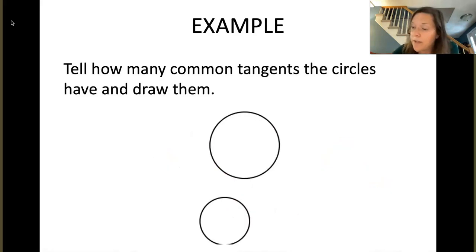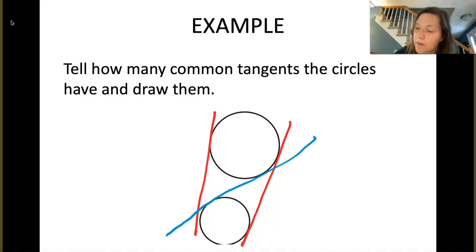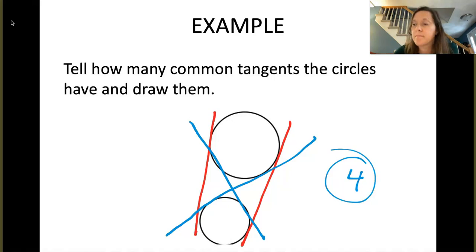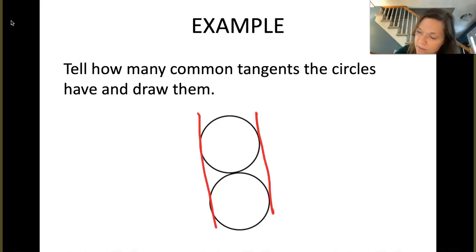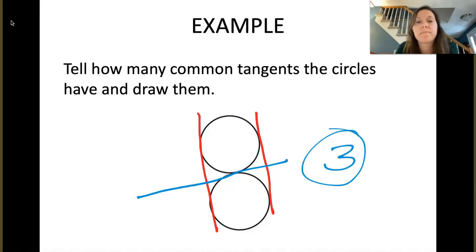For this one, we have the two outsides, so 1, 2, but then we're going to get 2 that go through the interior. So 2 internal common tangents, 1, 2. So we have a total of 4 common tangents. And then for the last one, we have 2 external, 1, 2, and then you have 1 internal. It goes straight through the center. So here we would have 3.